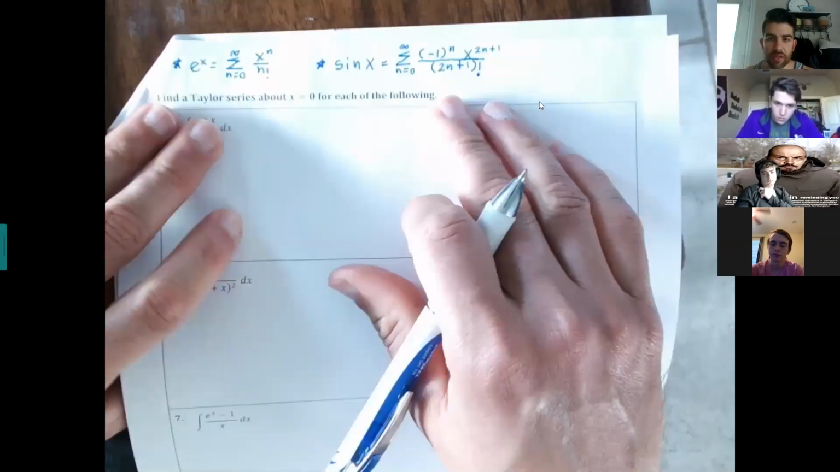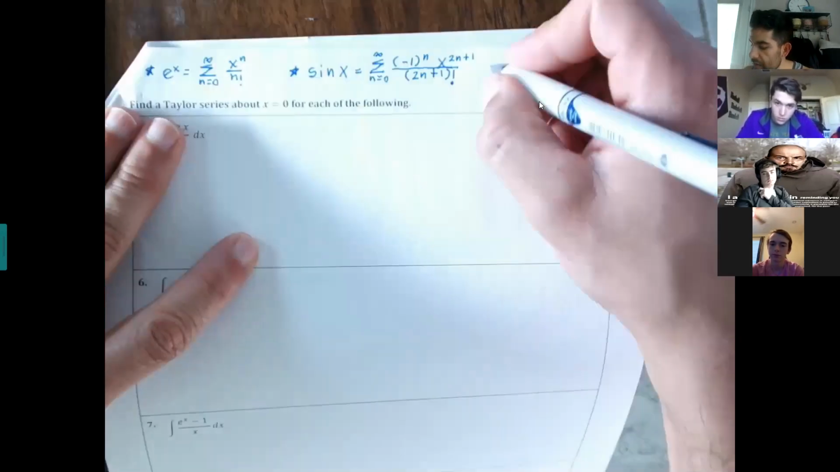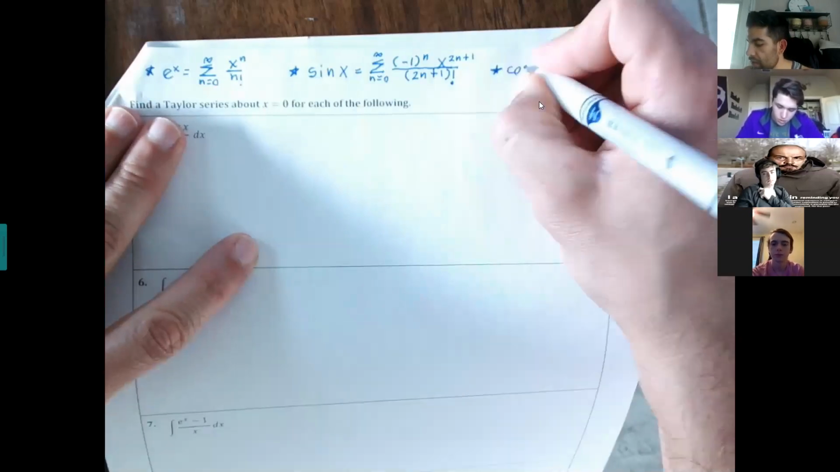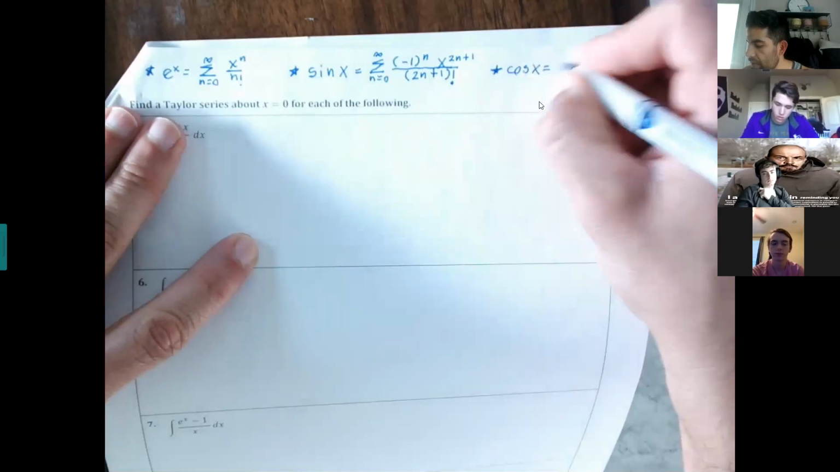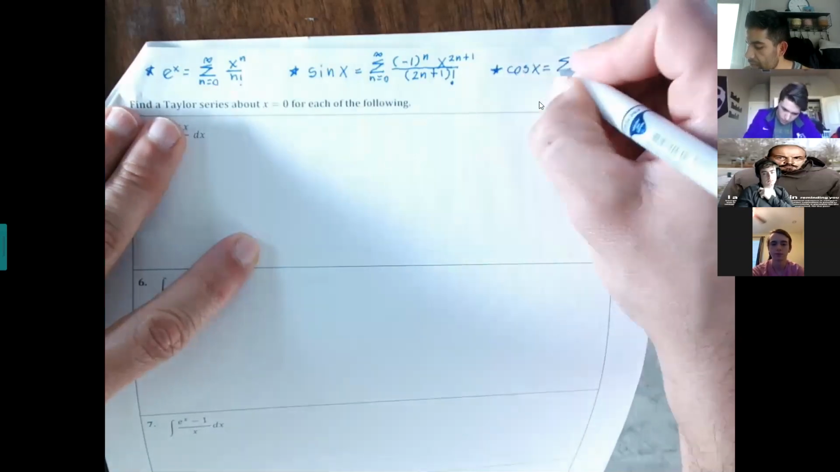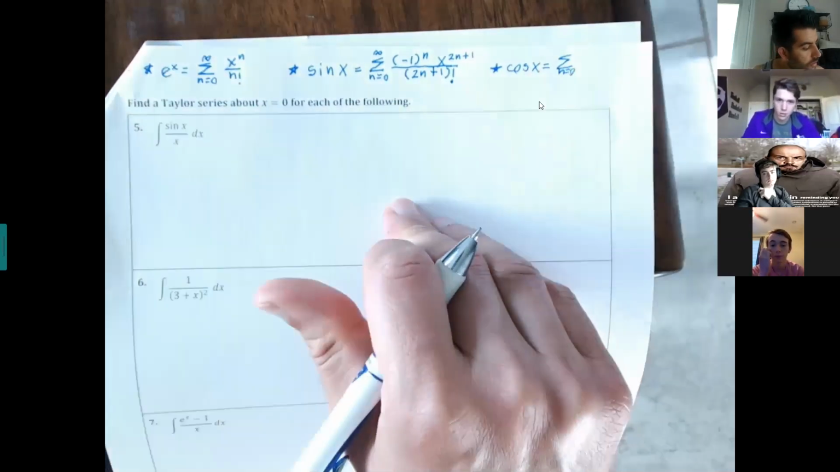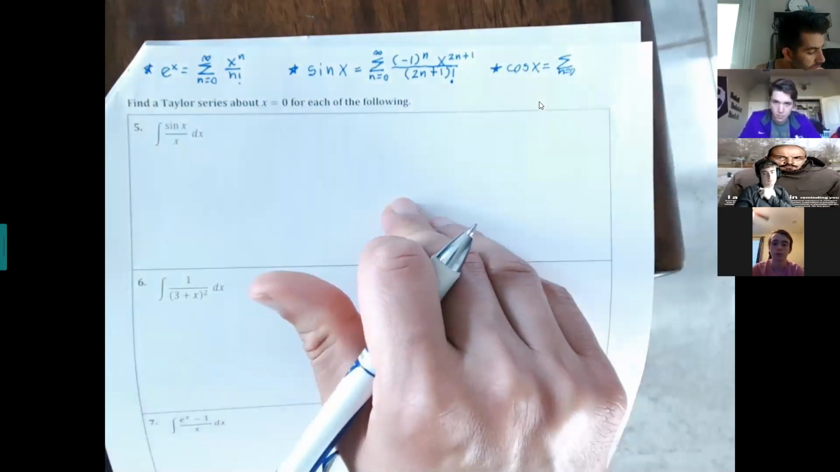I wouldn't say memorize, because really even your test is not going to be something you have to memorize. Okay. And of course, you need the cosine one. And again, I don't know that off the top of my head, so you're going to have to look that up. Let me see if there was one that has cosine on here. It's sine squared.